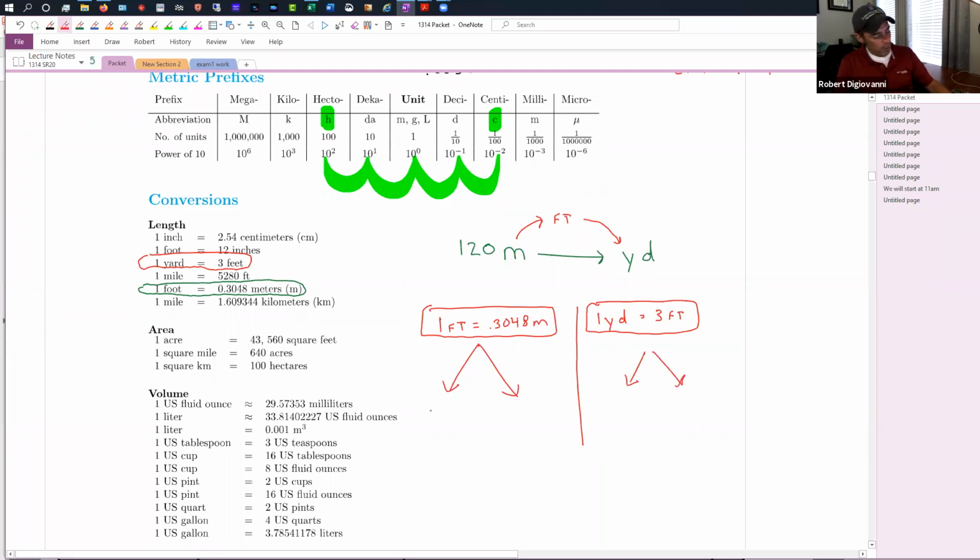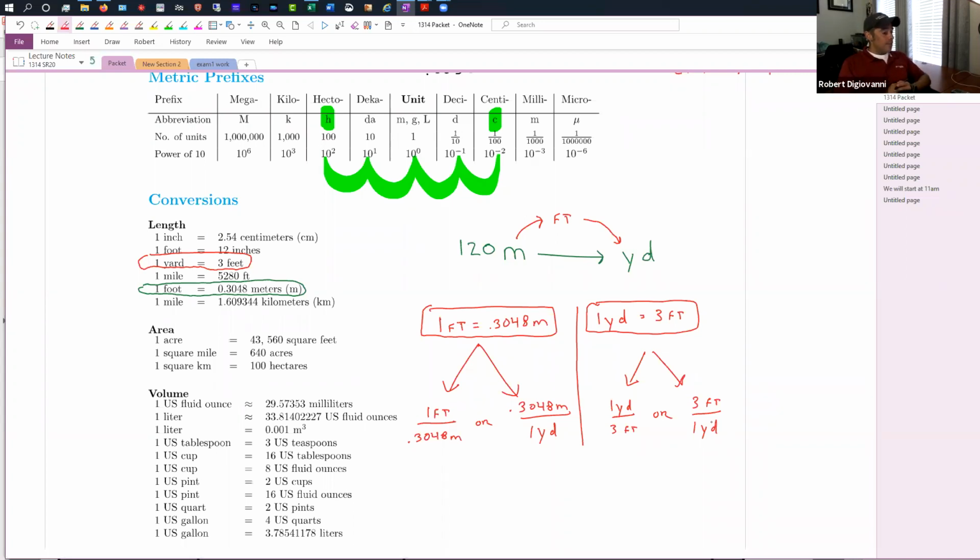So one of them will be 1 foot over 0.3048 yards. I'm sorry, meters. Or I could write it the other way around, 0.3048 meters over 1 yard. And then on this side, I could put 1 yard over 3 feet, or I could write 3 feet over 1 yard. Do you all understand that? Each one of those has 2 separate scenarios.